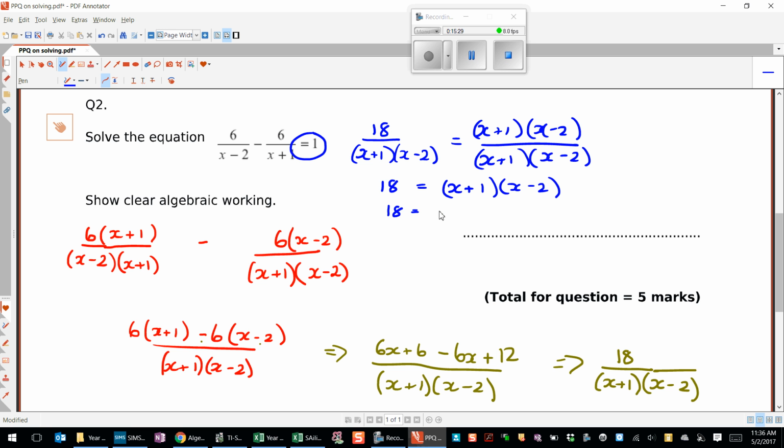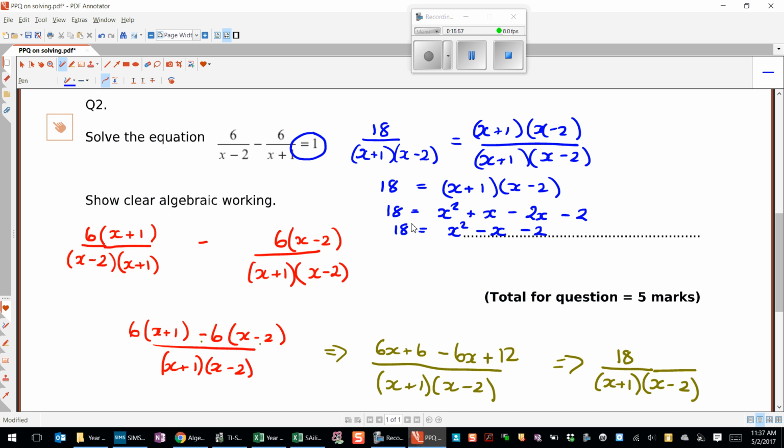x squared plus x plus x minus 2x, minus 2x, minus 2, which simplifies to x squared minus x minus 2 equals 18.